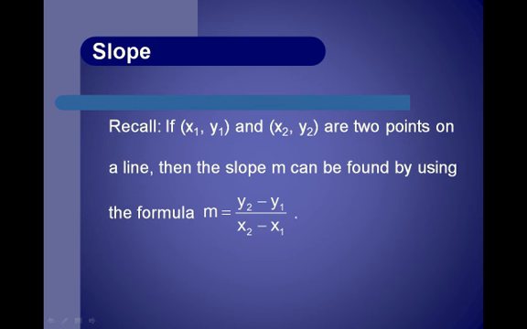For slope, recall that if x1, y1 and x2, y2 are 2 points on a line, then the slope can be found by using the formula m equals y2 minus y1 divided by x2 minus x1.